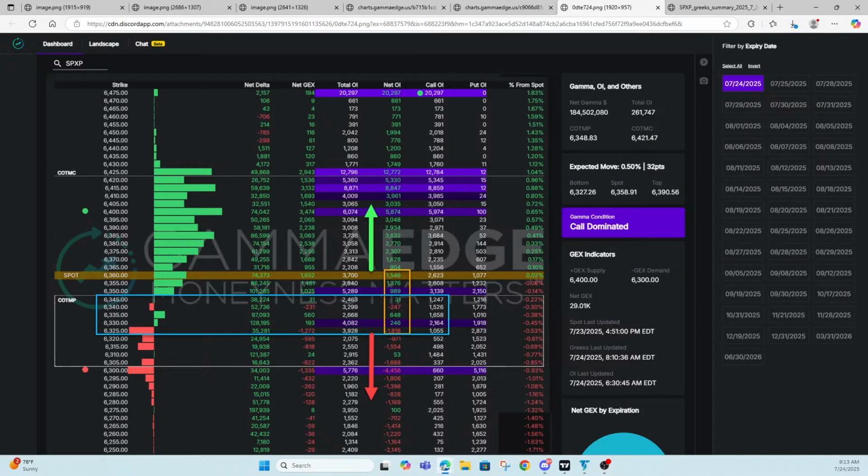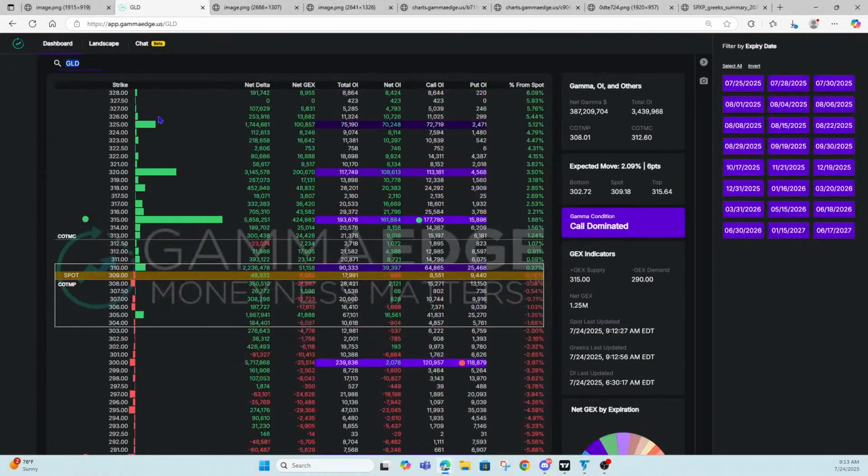I see somebody's asking about GLD. We'll go ahead and look at that and pull that over. So pulling this up in our web app this morning.